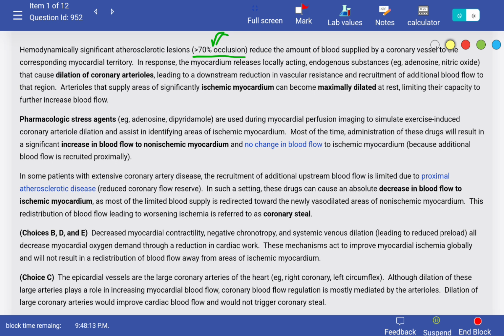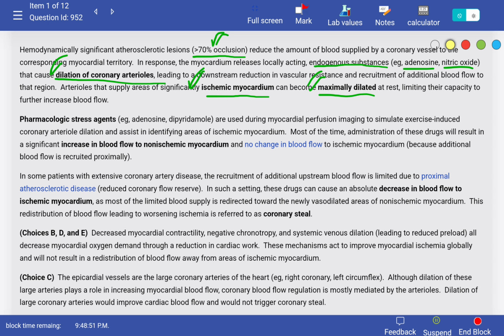In response, the myocardium releases long-acting endogenous substances, for example, adenosine and nitric oxide, that cause dilation of the coronary arterioles, right? Leading to a downstream reduction in vascular resistance, okay, and recruitment of additional blood flow to the region. Arterioles that supply areas of significant ischemic myocardium can become maximally dilated at rest, limiting their capacity to further increase the blood flow.